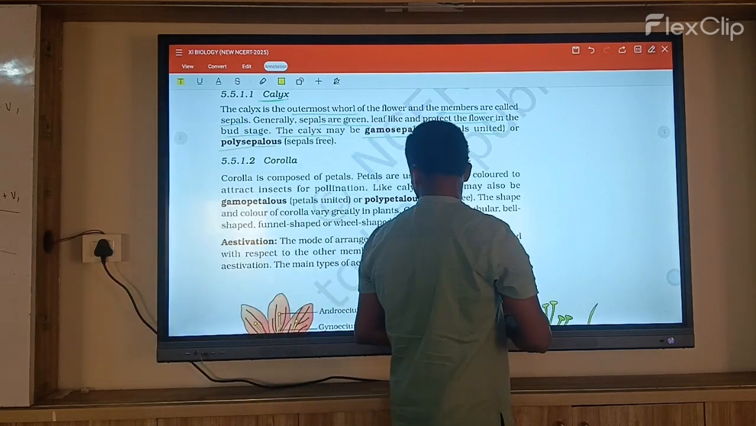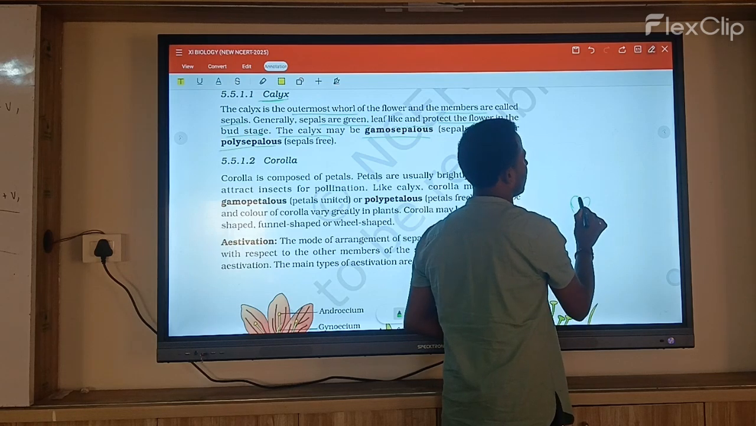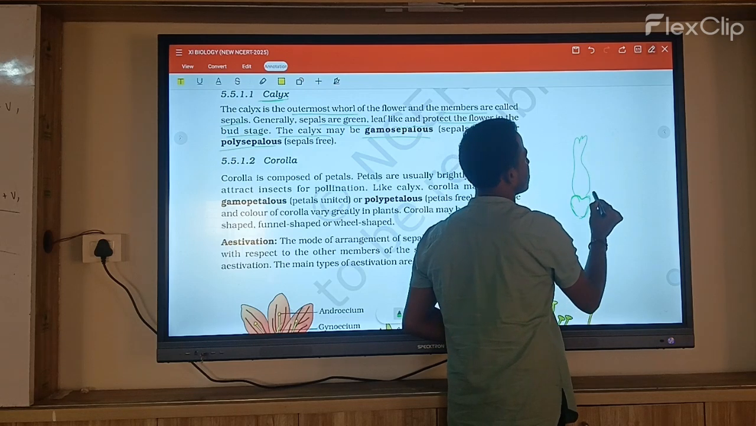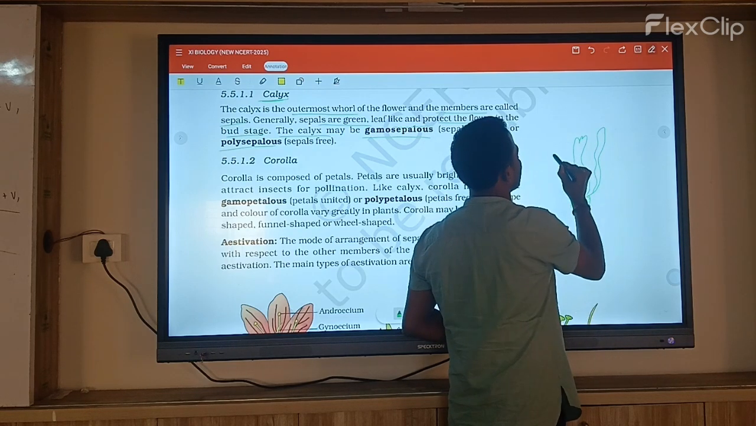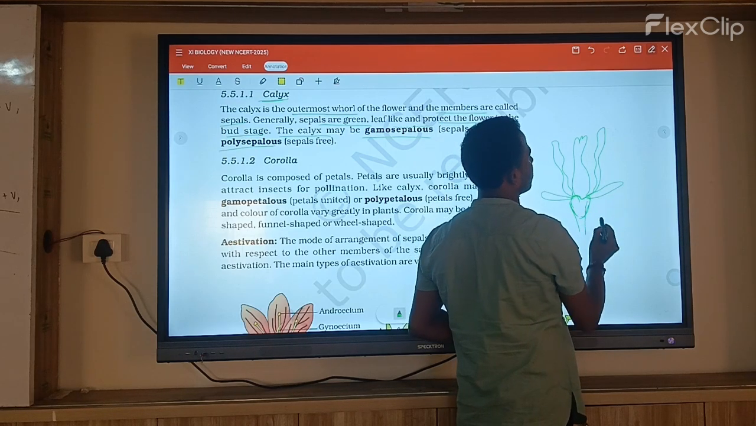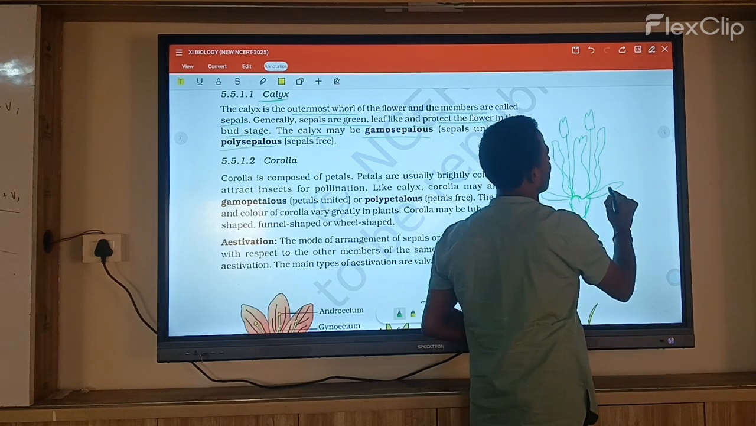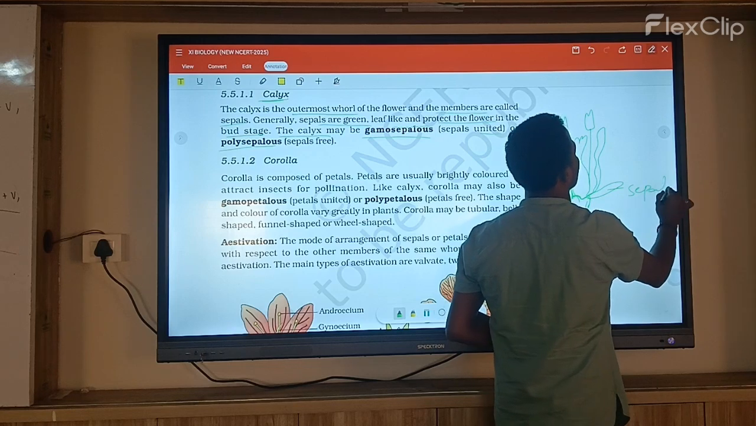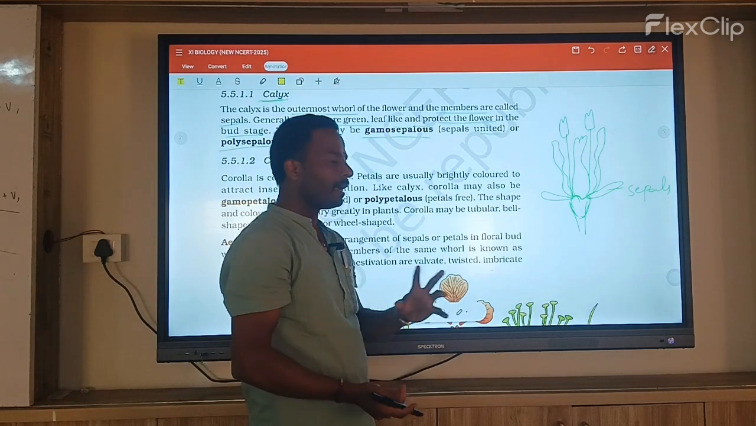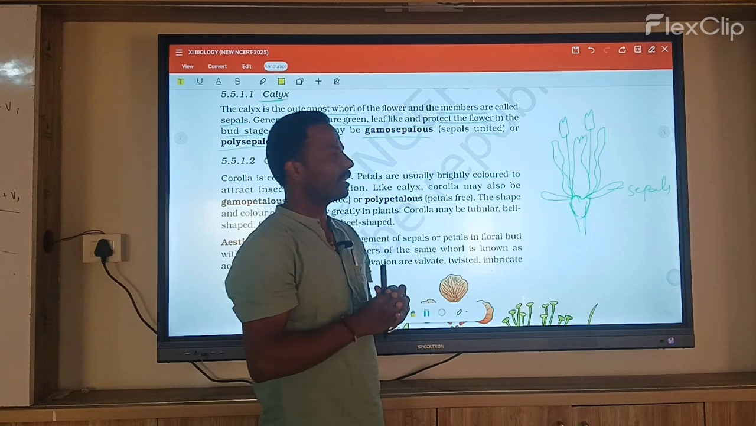For example, here I am taking one flower. In this flower, the outermost whorl is called the sepals. These are the sepals. The outermost layer is called the sepals. The sepals are green in color, and they protect the flower when it is in the bud condition.